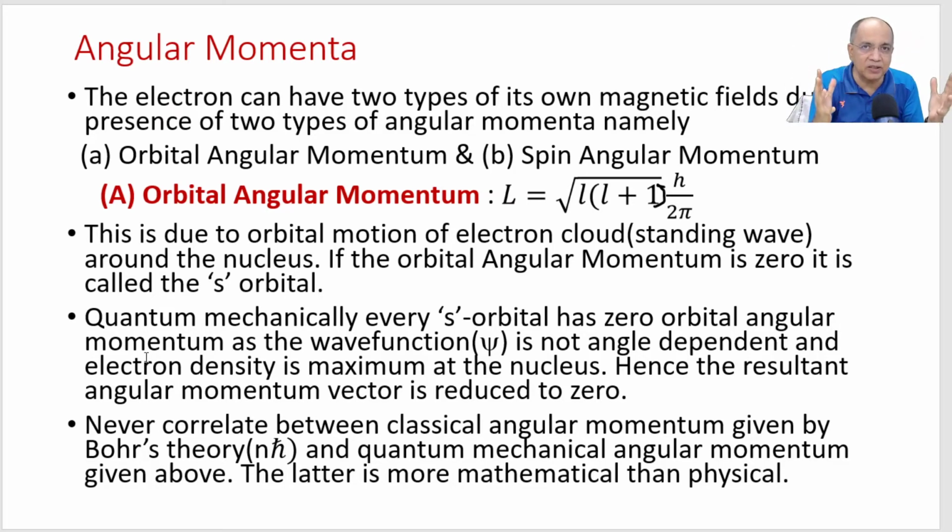So the resultant effect is 0 for an s orbital because it's spherically symmetrical and it is concentrated nearer to the nucleus more and it fades out. I mean, it decreases as you go to higher and higher radial distances. So psi is maximum at the nucleus for an s orbital and there is no angle dependence. Therefore, the resultant angular momentum vector is reduced to 0 for any s orbital. So that means it doesn't produce any magnetic field. An s orbital doesn't produce any net magnetic field.